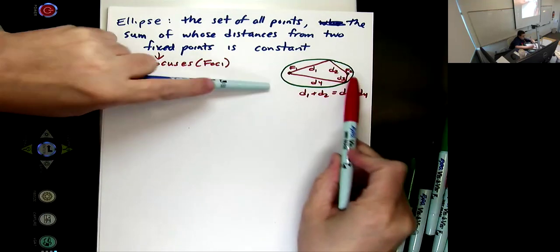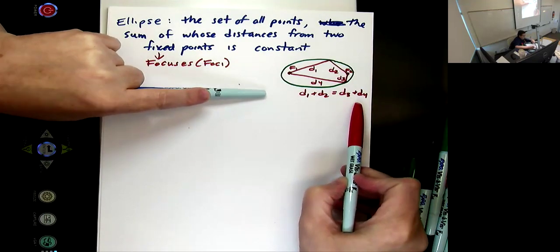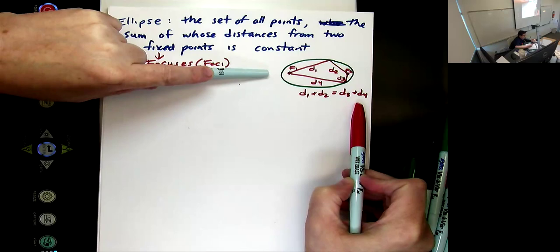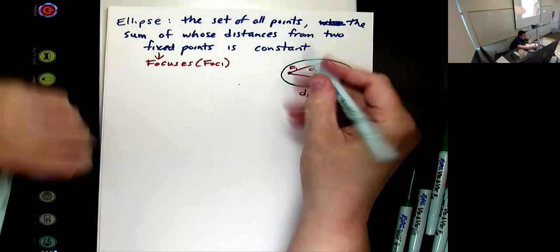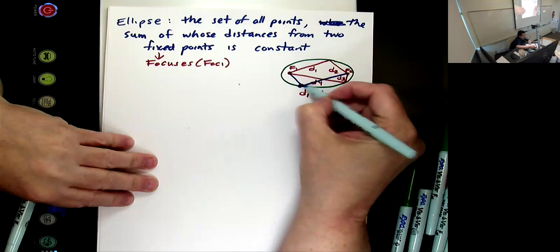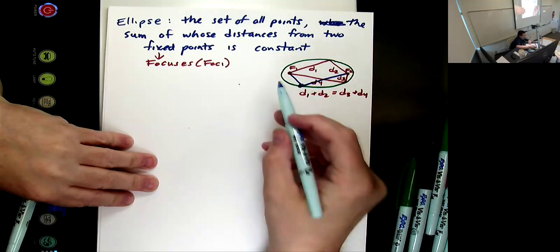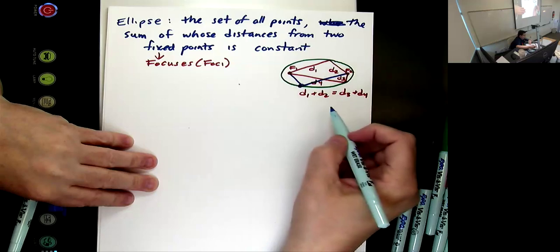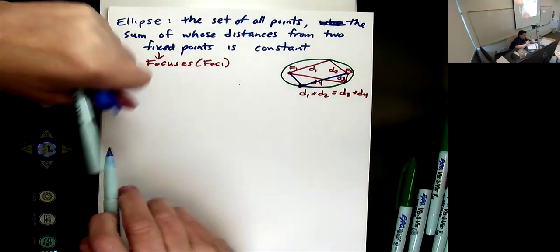I don't know if the D1, D2, D3 plus D4 makes sense. Does the idea make sense? No matter where I'm at on the ellipse, if I connect to the two focal points and add those distances up, it's the same no matter where I do it on the ellipse.